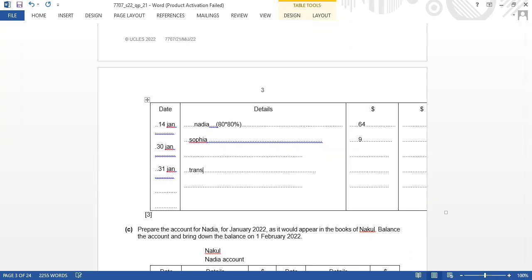It will be transferred to the purchases return account. That would be 64 plus 9, which is 73.